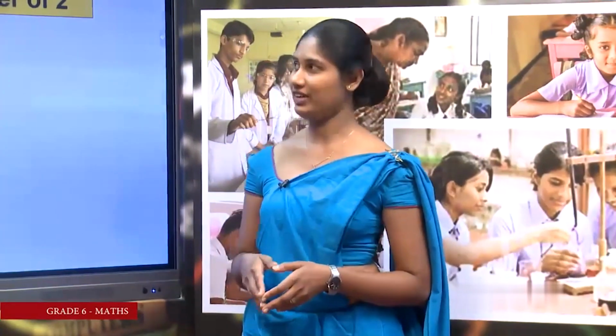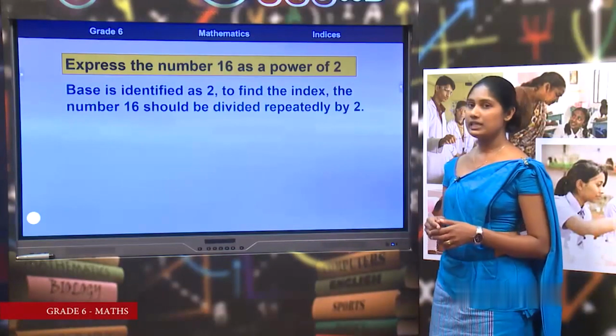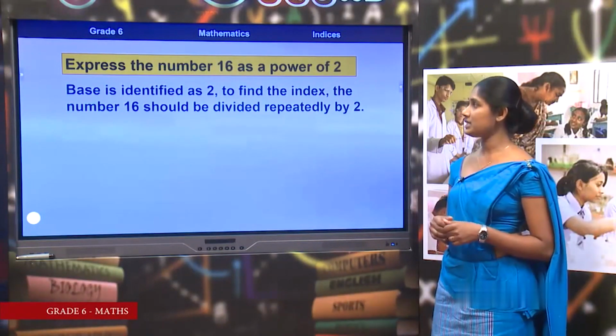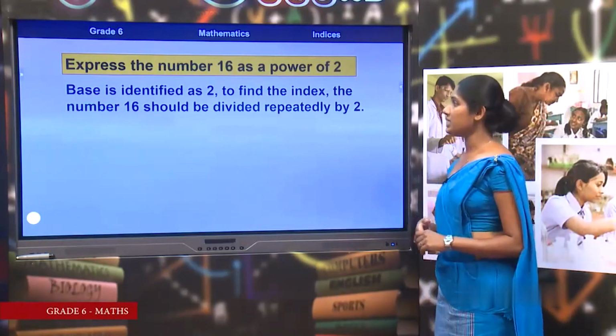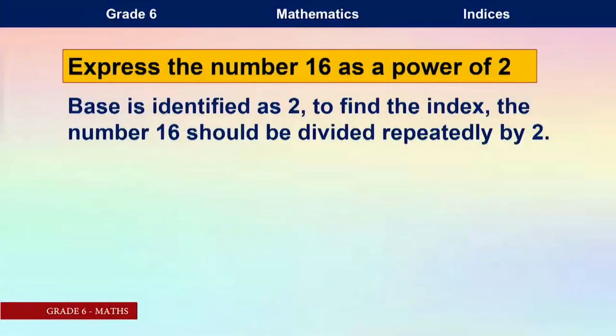Okay, my dear children, you have to divide 16. Here we have identified the base is 2. The base is identified as 2, so we have to find the index now. The number 16 should be divided repeatedly by 2. We have identified the base, that is 2. Then we have to divide 16 by 2 until 1. Then let's see how to do this.